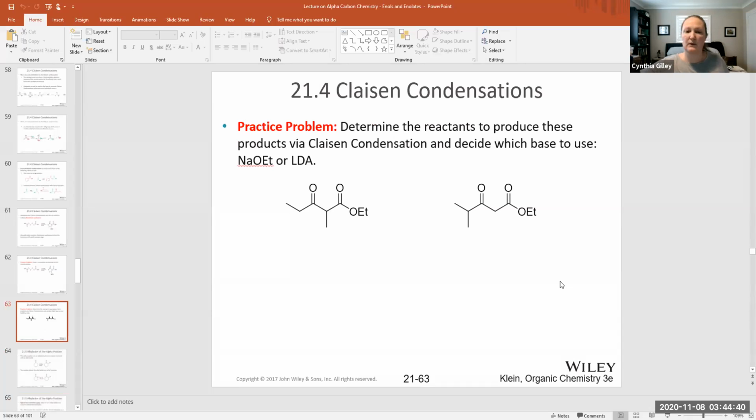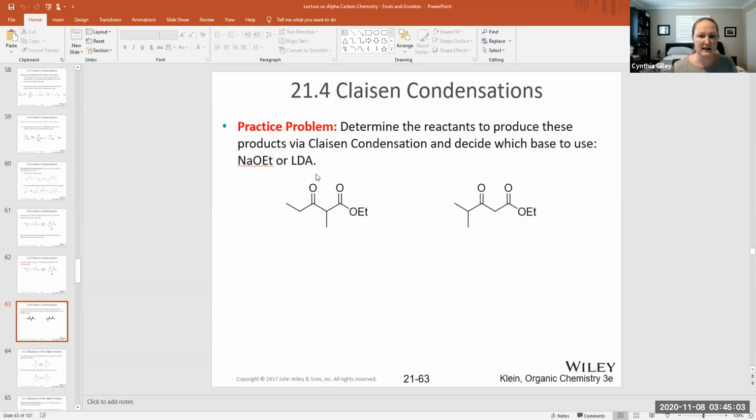We're going to immediately do another practice problem. This practice problem is asking you to determine the reactants that will produce the following compounds via Claisen condensation and decide which base to use. You're either going to pick sodium ethoxide or LDA.